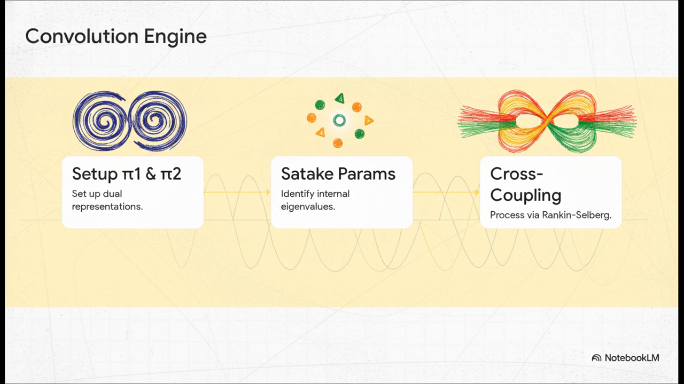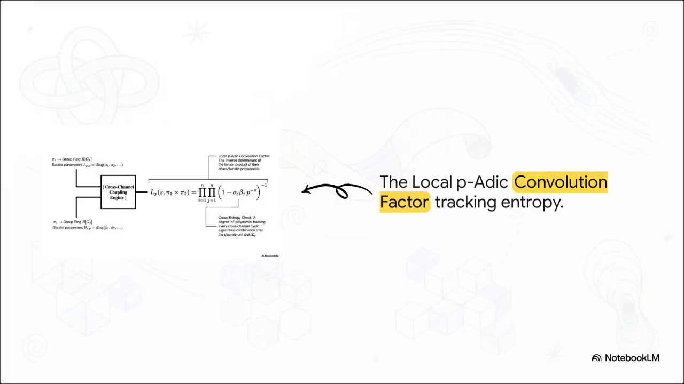Then, we identify their local Satake parameters to track their internal eigenvalues. Finally, we intertwine them to mathematically measure the exact phase mismatch between the two. Zooming in on the local micromath here, the inverse determinant of this equation computes the mutual intersection of the characteristic polynomials over the discrete unit disk.